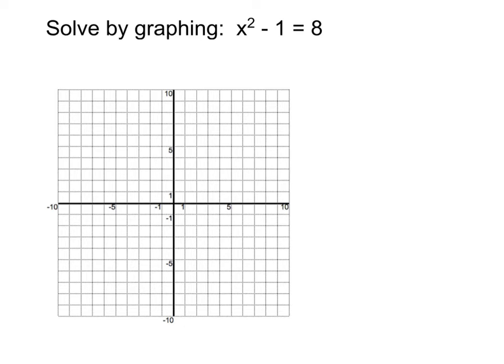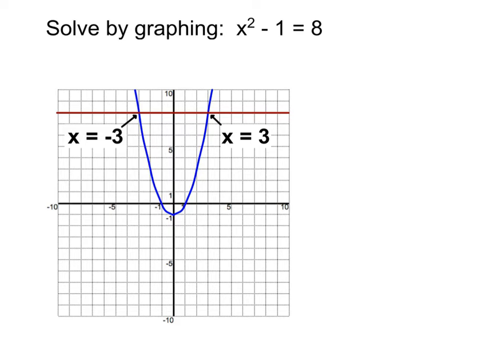So if I want to solve this equation by graphing, remember what I'm going to be doing is I'm going to be graphing y equals the left side of the equation and y equals the right side of the equation. So first thing I'm going to do then is I'm going to graph y equals x squared minus 1. And then I'll graph y equals 8. Now that I've graphed those, I can look for my solutions. And notice the parabola crosses the line in two different places. It crosses at x equals negative 3 and x equals 3.